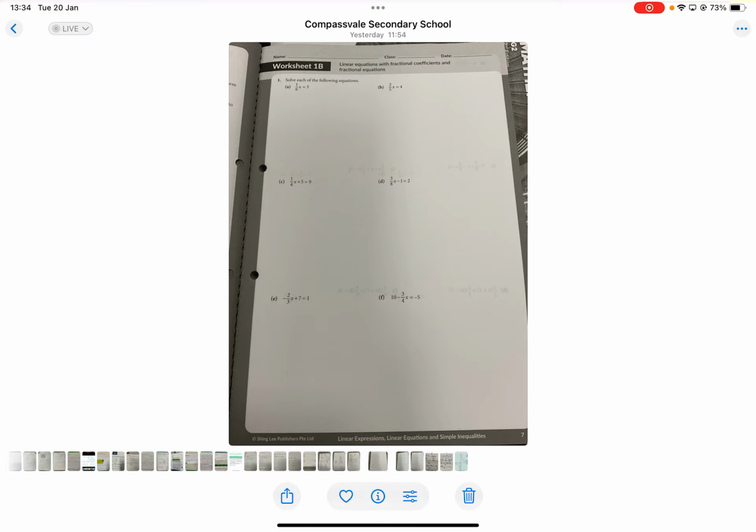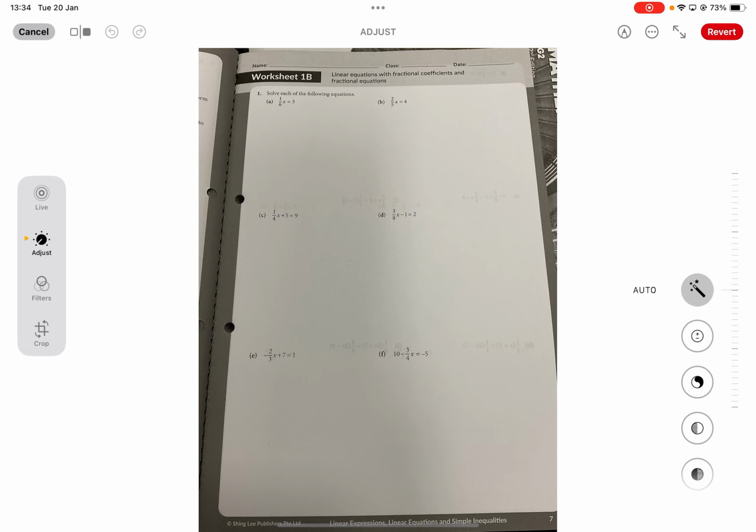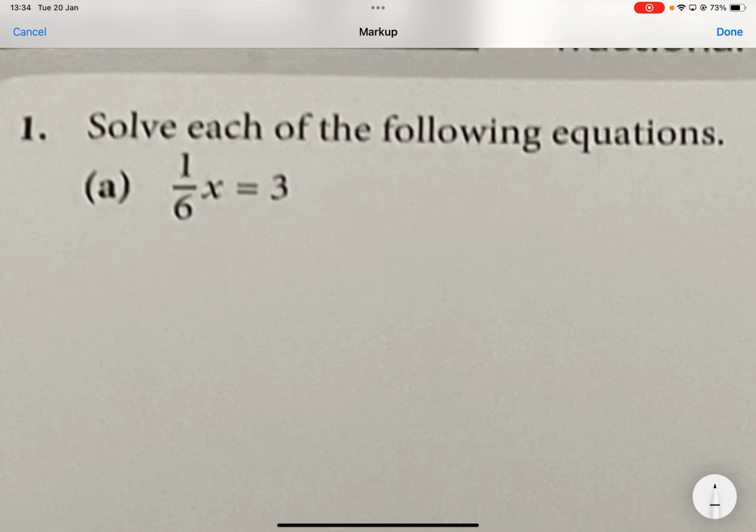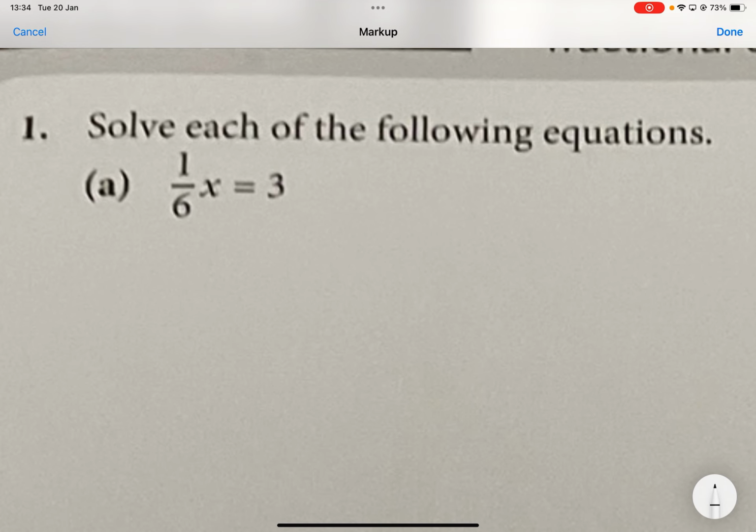Now we want to go and do something totally not the same. Worksheet 1B. Solving equation. The keyword here is solve. What is solving equation?